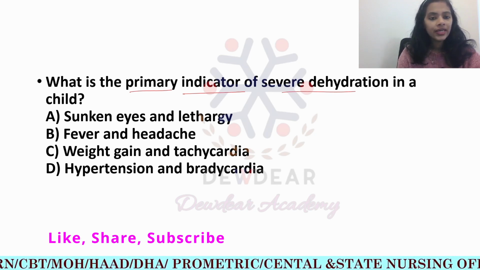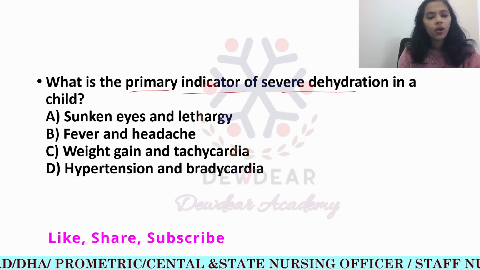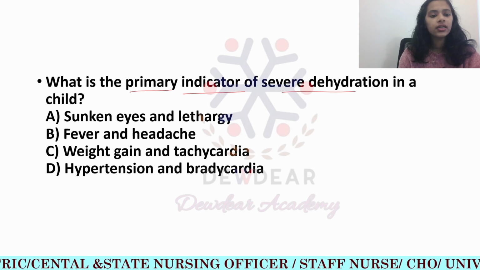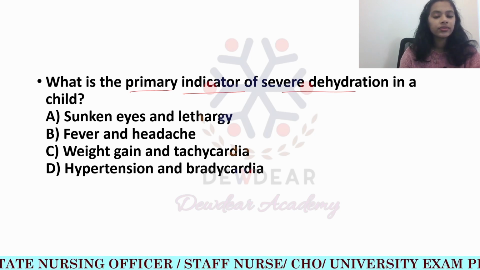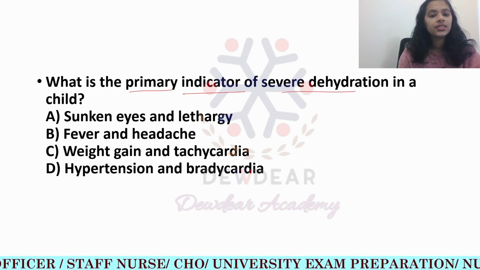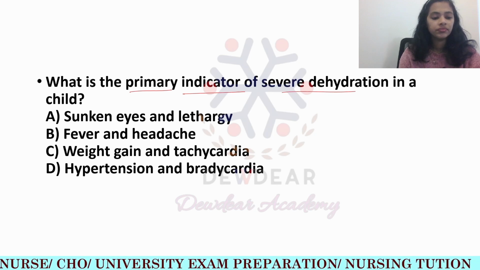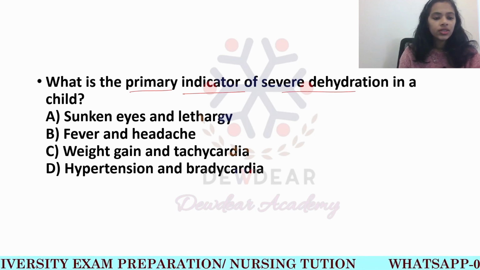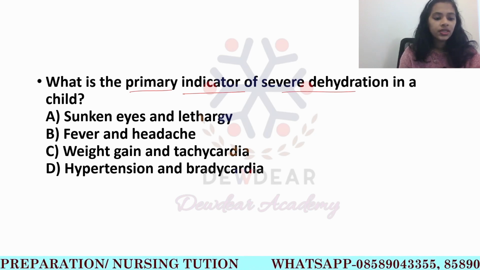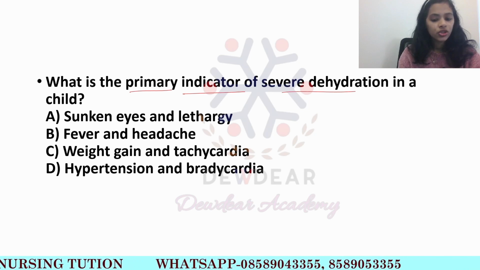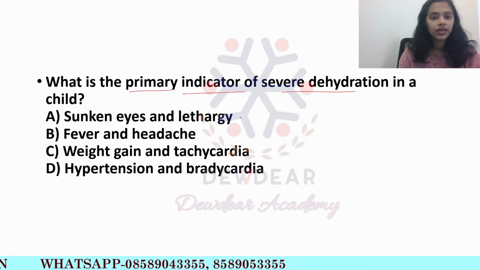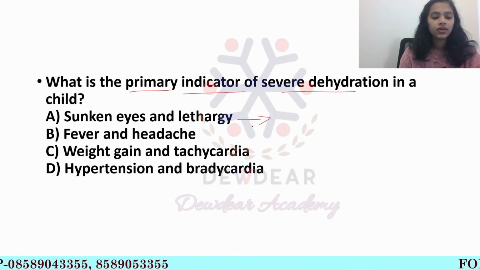So option A is sunken eyes and lethargy, option B is fever and headache, option C is weight gain and tachycardia, and option D is hypertension and bradycardia. So this is the question and the options. Here we can analyze each of the options. The first option is sunken eyes and lethargy.